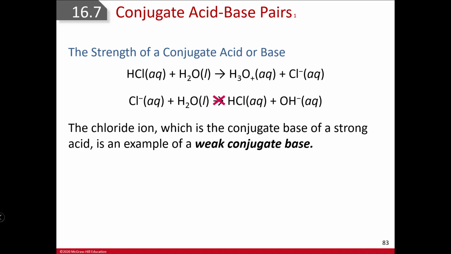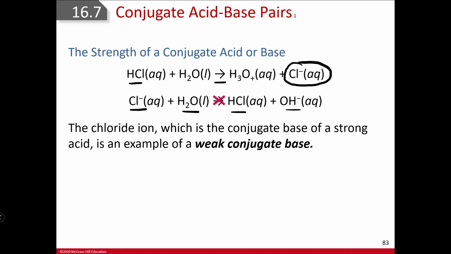this reaction goes in the forward direction only, because this is a strong acid. This is not reversible. It goes only one direction. And so this reaction, if I take the chloride ion, the conjugate base, and I put that in water, it's not going to form hydrochloric acid and hydroxide ion. That reaction does not happen.